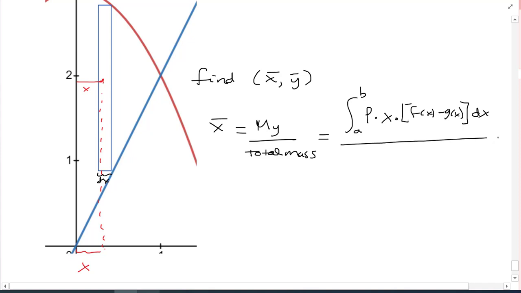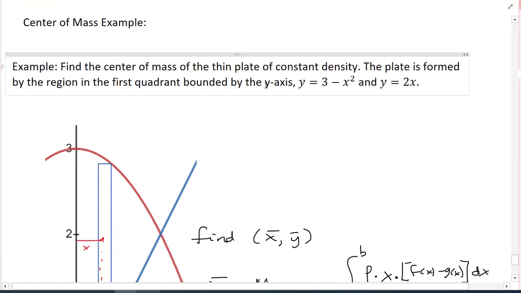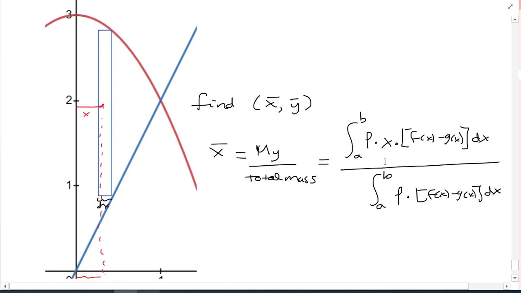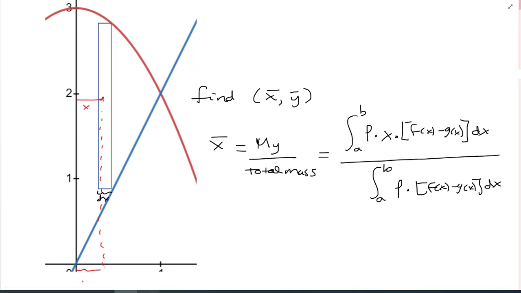And the total mass is the density times area. So it's the integral from a to b of density times the area, which is just f of x minus g of x, dx. In this particular case, we're told that the density is constant. Because the density is constant, when you take it out of the integral as a constant, it's just going to cancel out. That's the only thing that cancels out because it's a constant. If it wasn't constant, we can't cancel it. I'll do the same example, the same region, but with density that is not constant.